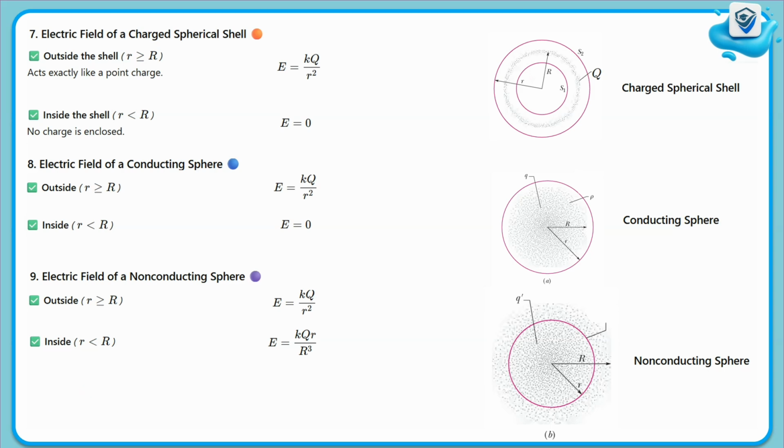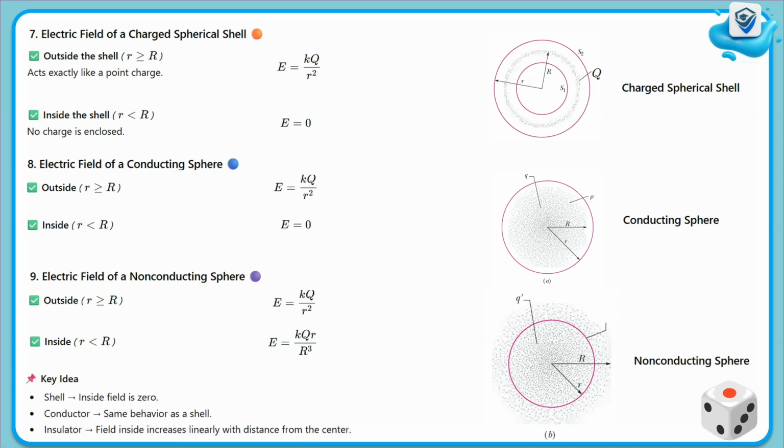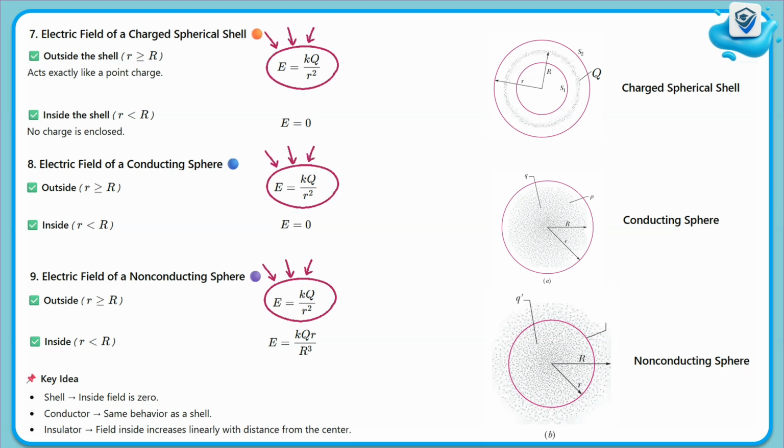Let's summarize everything. For both the spherical shell and the conducting sphere, the electric field inside is 0. For the insulating sphere, the electric field inside increases linearly with distance from the center. Outside all three objects, the electric field behaves exactly like a point charge. Now, let's solve an important and frequently asked exam problem together.